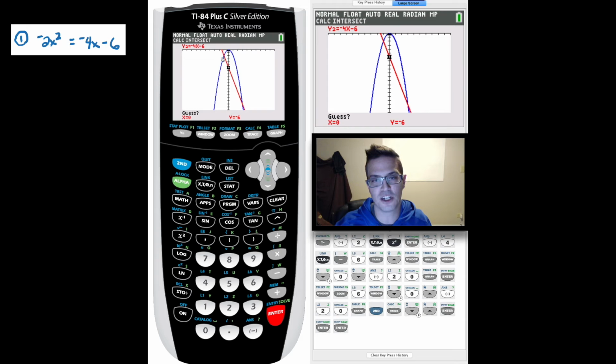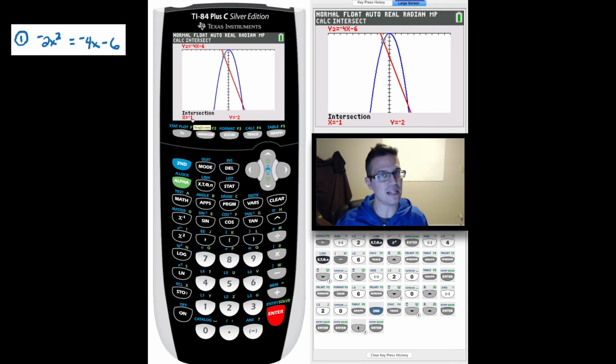So for this guess, you're going to want to be closer to the one that you want to look at. So if we want to look at this one first, you're going to want to go closer to this one. So I'm going to go a little bit closer to it for the guess rather than this one. Now, if you just hit enter, it's going to find that intersection point right here. As you can see, -1, -2. So that would be the coordinate for where they intersect.